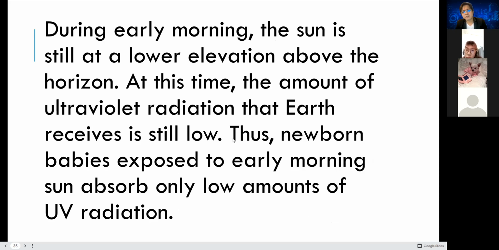What is the purpose? Why do we need to expose the child to UV radiation? For vitamins. What vitamin? Vitamin D. What is vitamin D for? I'll just give you an explanation. For the bones.